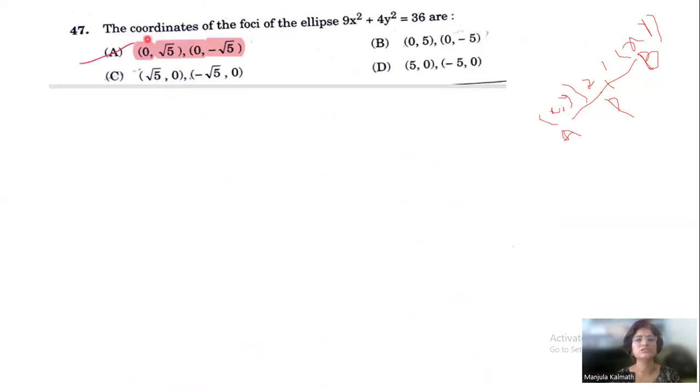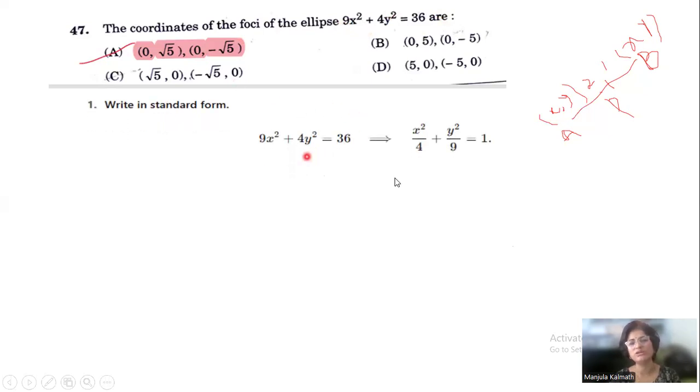The next question is, the coordinates of the foci of the ellipse 9x squared plus 4y squared equals 36 are. We need to find the focal points, the foci of the ellipse. First of all, we have to simplify this equation. The first thing is to write it in standard form. So standard form means the right side should be 1, so 1 will be kept here and this 36 will be transferred to the left side.